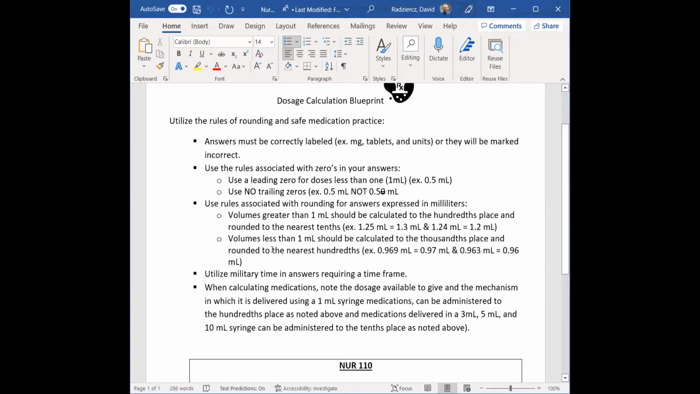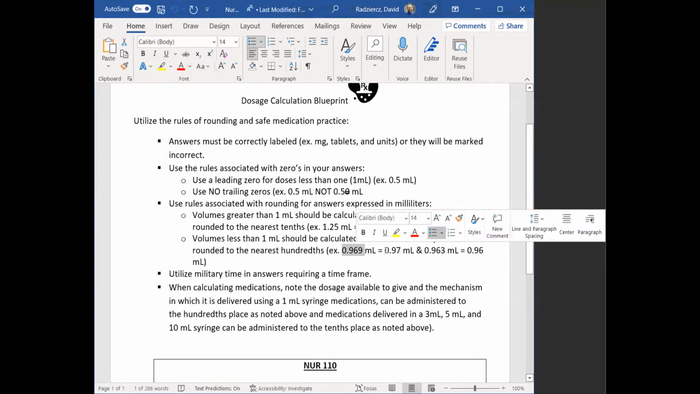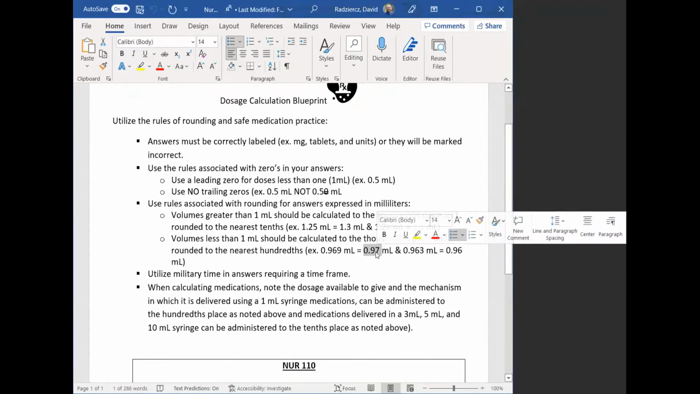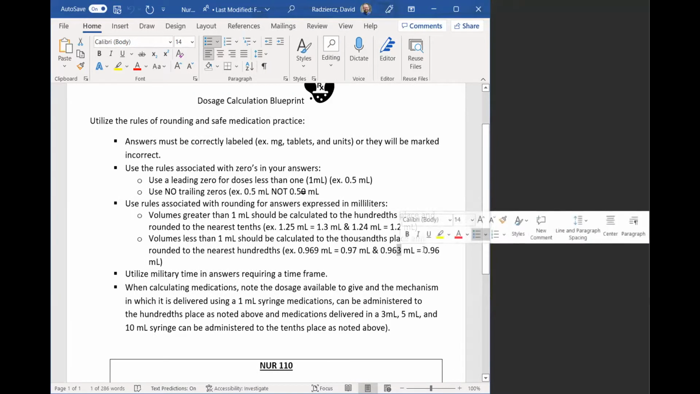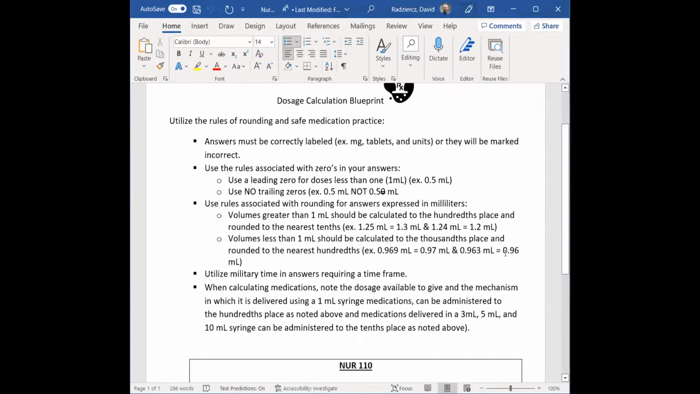If you have a volume that's less than 1 milliliter, we need a little bit more information than the tenths. Sometimes your final answer will just be 0.5, and that's all you can write. But if you get an answer like 0.969, then you're going to round that not to the nearest tenth, but to the nearest hundredth place, so you have two significant digits there: 0.97. And if it's 0.963, again we're looking at that last number. You'd leave it at 0.96 if the number is 4 or less in the thousandths place. It's hard to say that word.